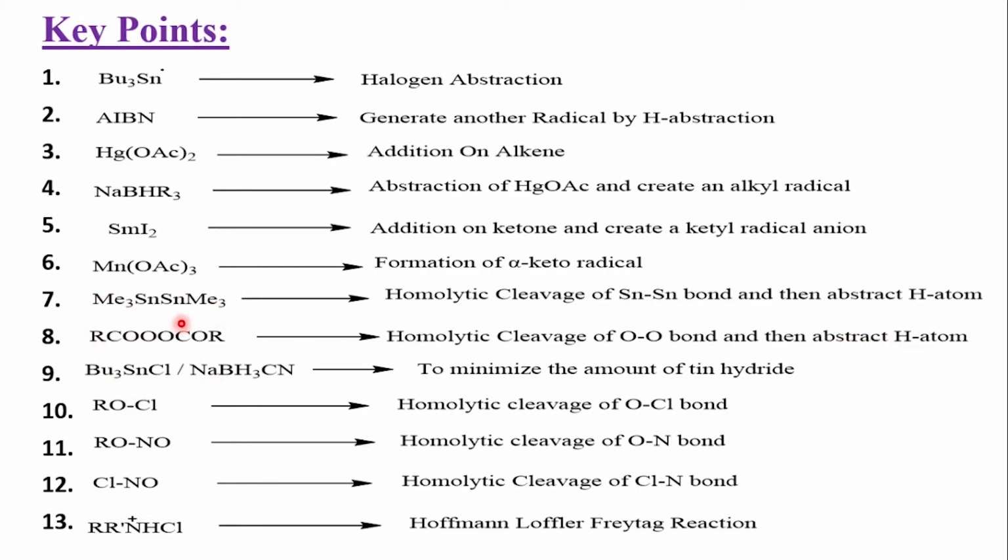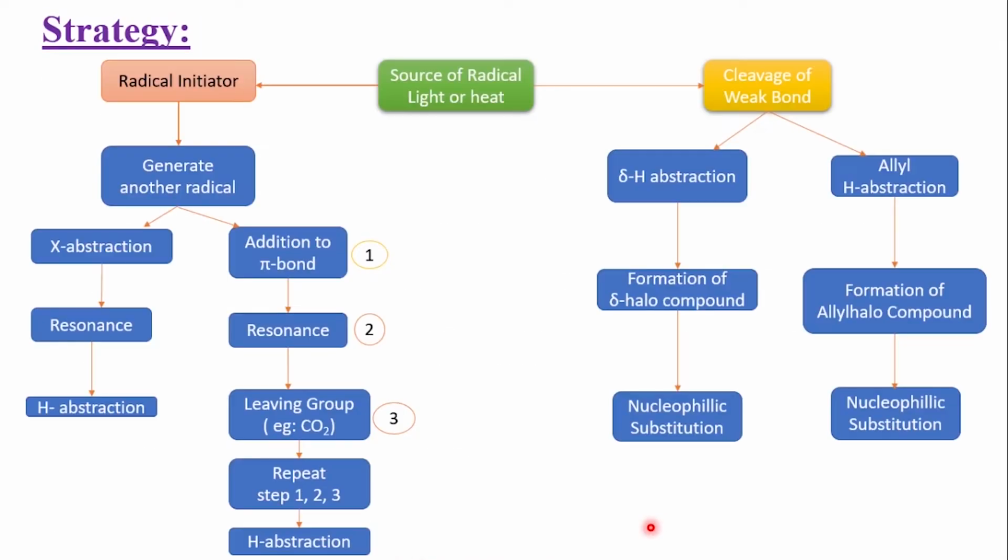So these are the two symmetrical compounds, and this one, AIBN, is also a symmetrical compound, so this will undergo homolytic cleavage. While tributyl tin chloride and NaBH3CN act to minimize the amount of tin hydride, ROCl, RONO and ClNO, these three reagents undergo homolytic cleavage because of the weak OCl, ON and ClN bonds. The last one is protonated N-haloamine, an example of a reagent of the Hofmann-Loeffler-Freytag reaction.